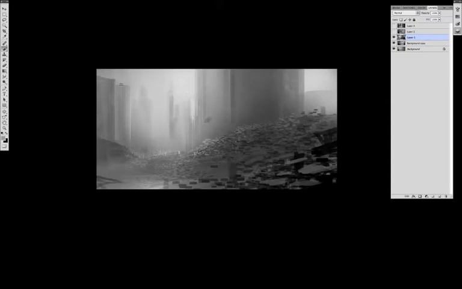I'm just more interested in the overall composition, the general values of the image, and just the main subject. So I'm exploring and bouncing ideas.